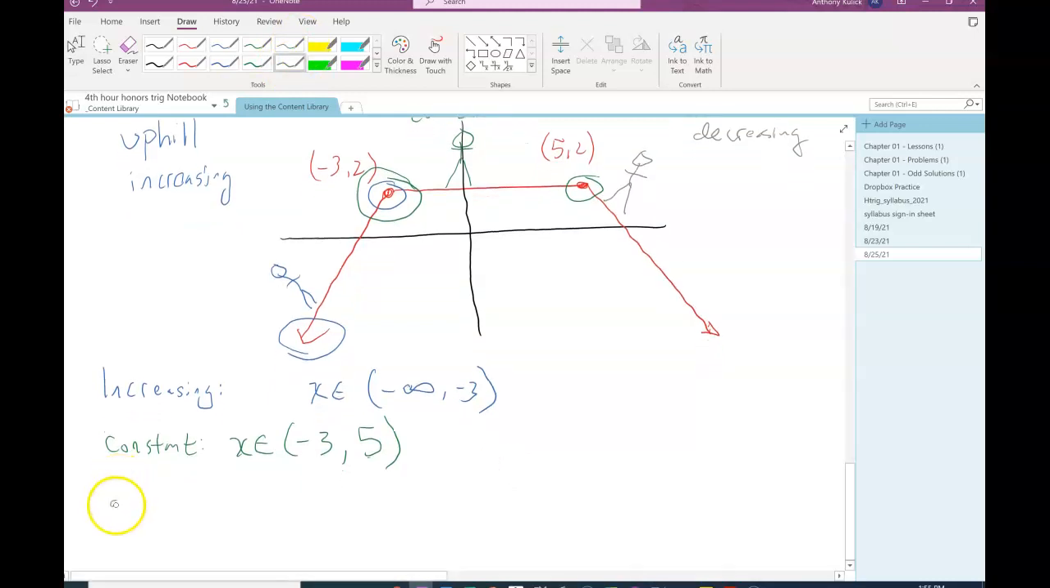And the last section, the downhill section, is our decreasing interval. That interval begins at the point 5, 2, and ends with the arrow pointing to the right, which would represent positive infinity.